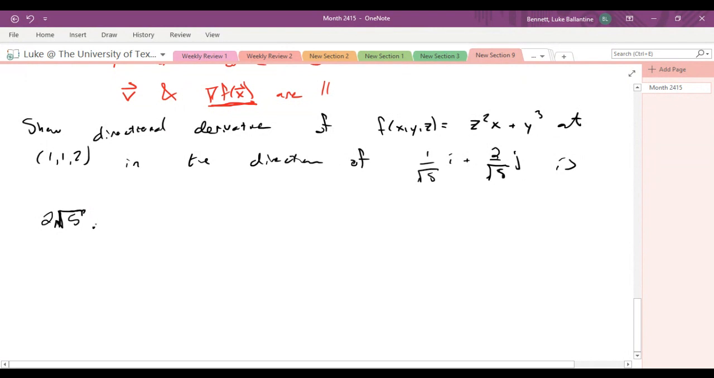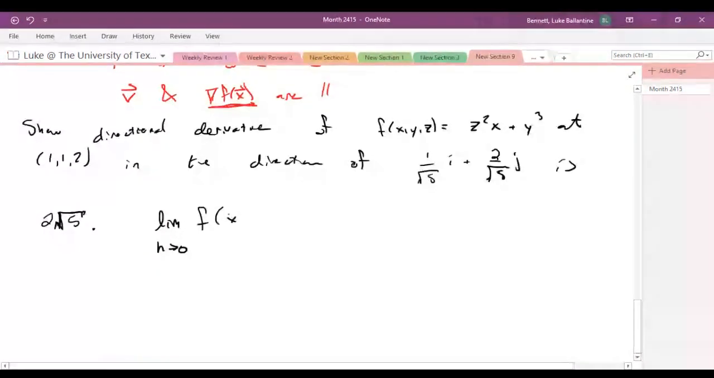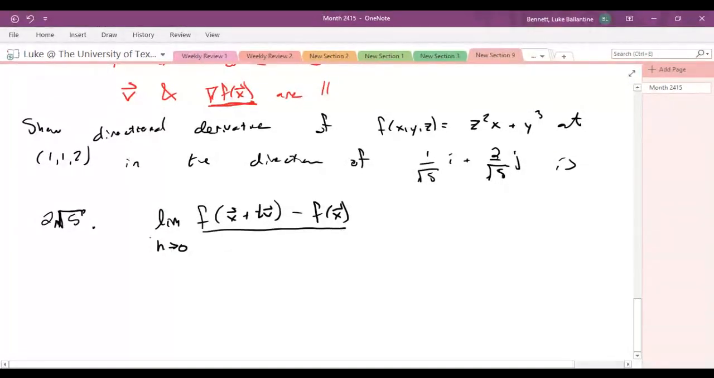Like I said, the first time we're going to use the standard definition of the directional derivative. We're not going to use the dot product theorem. To show the validity, you can verify if you want: if you take the dot product of the gradient evaluated at that point with the unit vector, you would get 2 square root of 5. But right now we're going to use the definition. We have the limit as t approaches 0 of f of x plus tv minus f of x, over t.